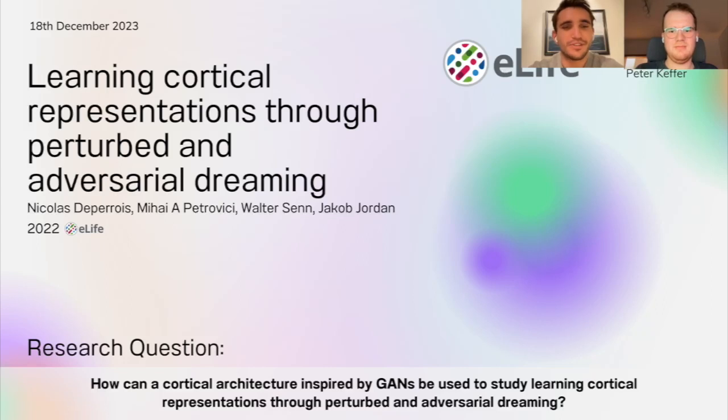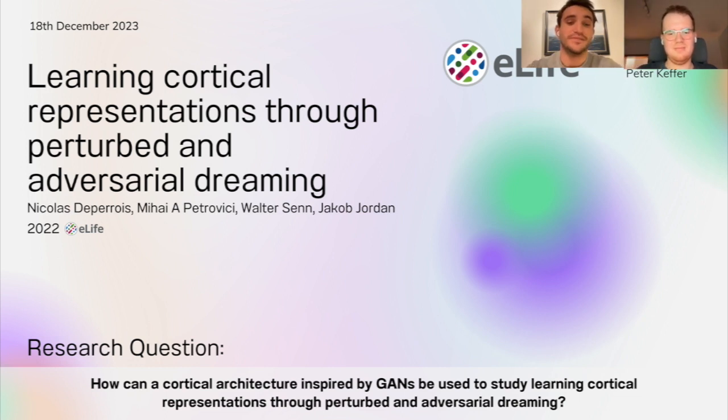Learning cortical representations through perturbed and adversarial dreaming. This is a paper by Nicolas Deperrois from 2022, published in the journal eLife. My name is Max, and with Peter, we're going to discuss this paper today.